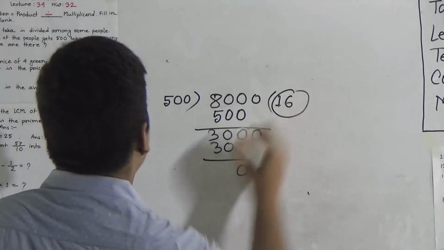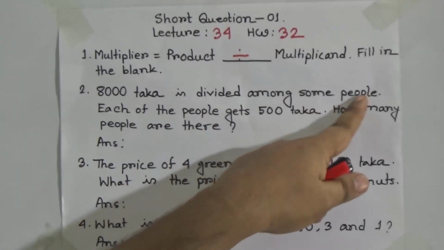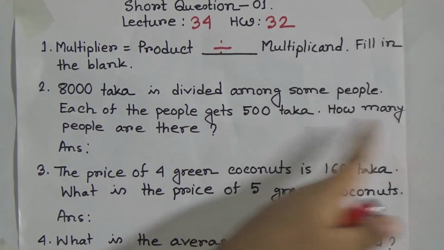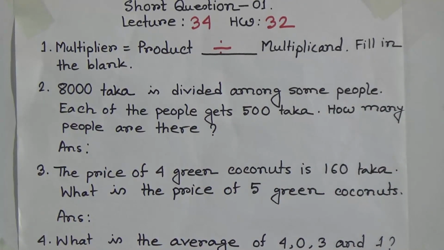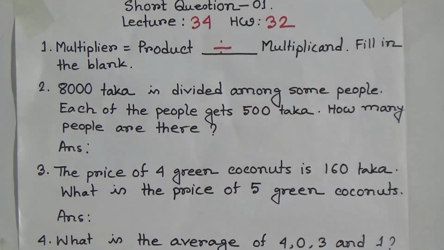So my dear students, 8,000 taka is divided among some people. Each person gets 500 taka. How many people are there? That's why, my dear students, 8,000 taka is divided among 16 people. I hope you have understood. Now you write the answer.